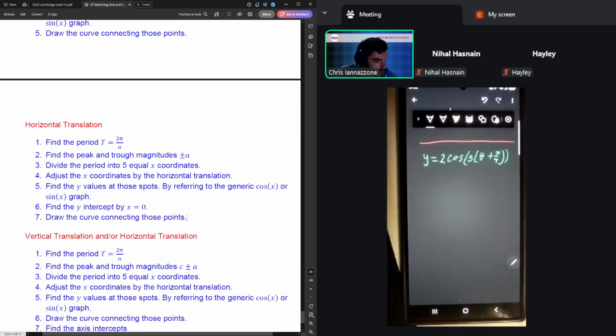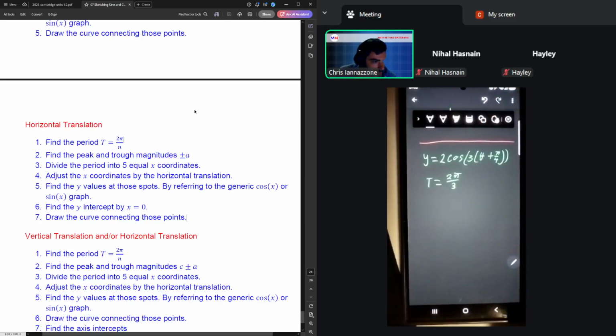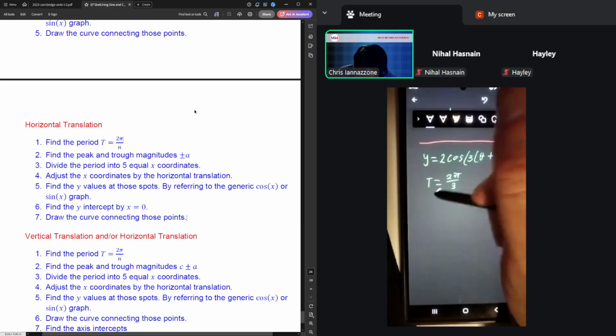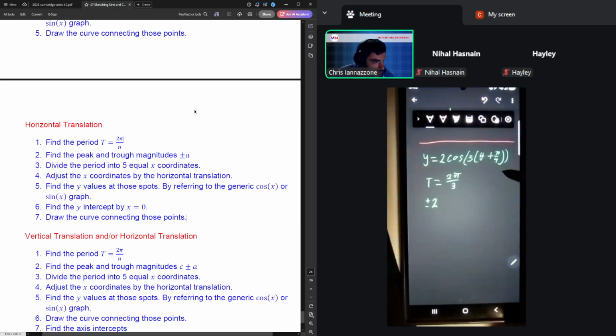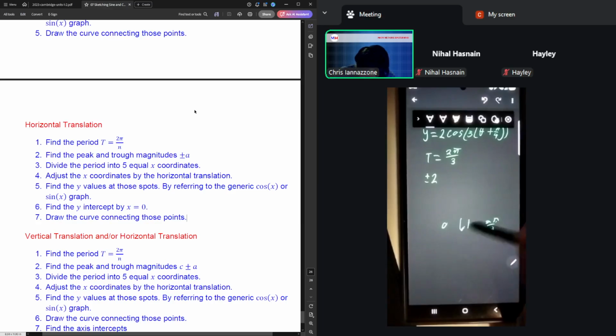But okay, so most of this is good. First step, just find the period. Nice and simple. We did this already. Capital T equals 2 pi on n, where n is 3. From there, let's get our peaks and troughs. Again, we saw that already. Plus minus 2 are our peak and trough values. Step 3, dividing the period into 5 equal x coordinates, is a handover from when you could just go 0, 2 pi on 3, half, half, and then backfill.